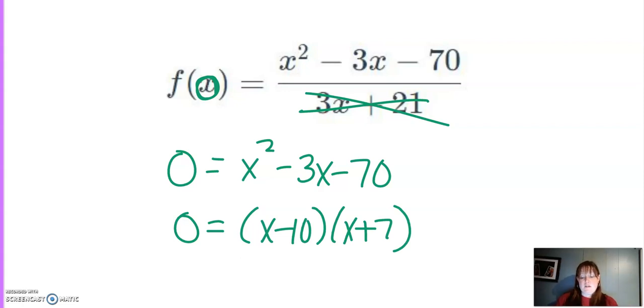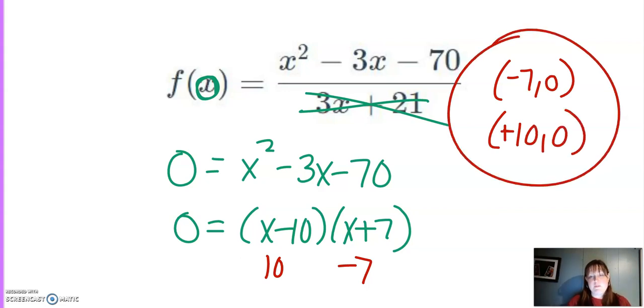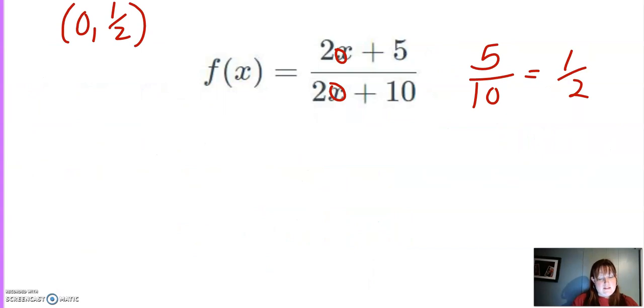So where is this numerator equal to 0? It's equal to 0 at 10 and -7. So my x-intercepts are -7, 0, and 10, 0. Those are my two x-intercepts. All right, last one.